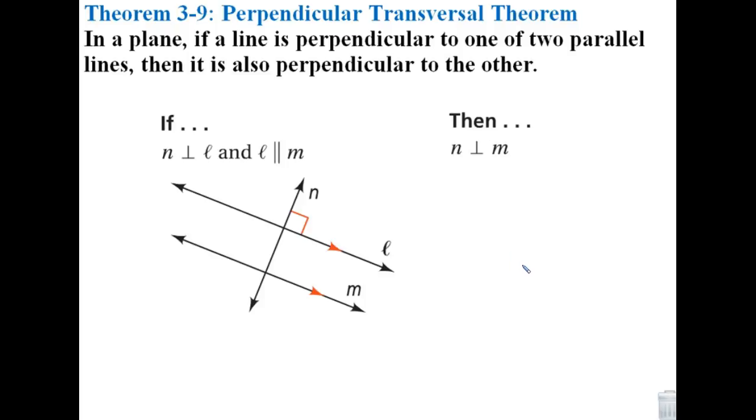And then the last one, in a plane, if a line is perpendicular to one of 2 parallel lines, then it's also perpendicular to the other. So if N is perpendicular to L and L is parallel to M, that means that N will be perpendicular to M as well. Again, a proof, I have parallel lines. I know corresponding angles are congruent, so these both would have to be 90 degrees. So 3 theorems. Again, you don't need to memorize them. They're kind of common sense. Let's take a look at how we can use those in the next couple of questions.